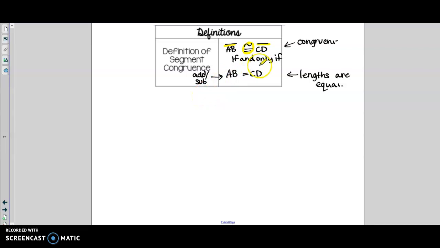Okay, notation is extremely important here. So notice on the congruence statement, we have to use the segment symbols on top of those segment names. Whereas when we're talking equality, we don't need the segment symbols. Okay, that notation is really important.